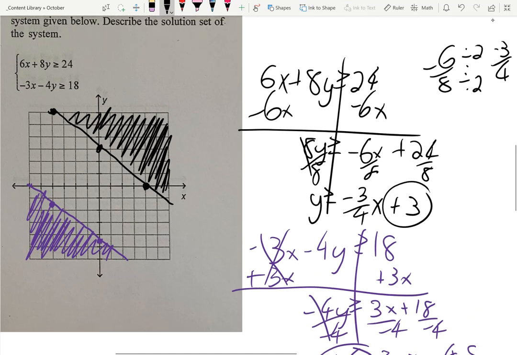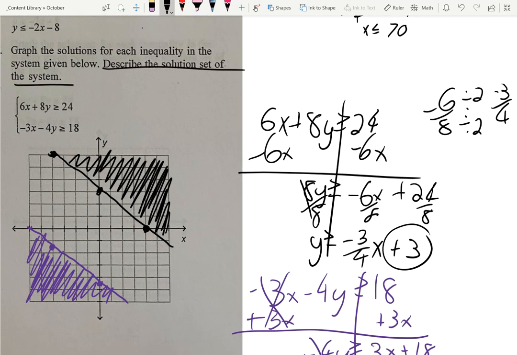And now describe the solution set, right? It says describe the solution set. Well, there is no overlap region here, and there will not be an overlap region there because the lines are parallel. So that tells us that there are no solutions, that the solution set is empty. There is no overlap region. There is no solution. And that is it for the review.